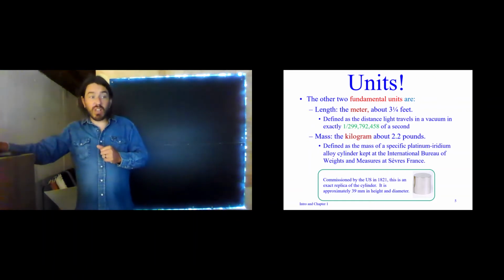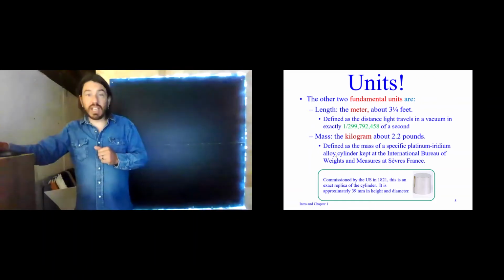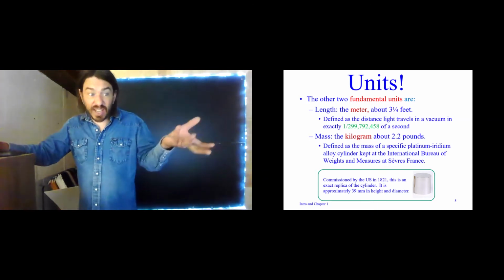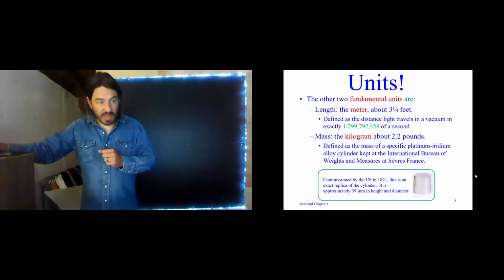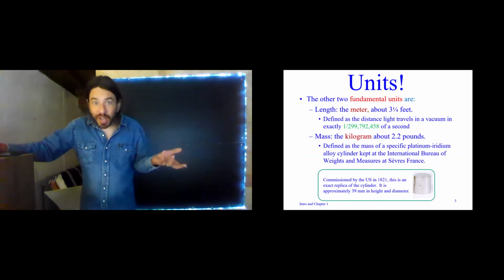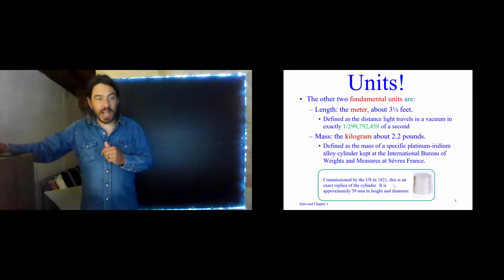And you know what? Until very recently, the kilogram was defined by the mass of a specific platinum iridium alloy cylinder that is kept at the International Bureau of Weights and Measures in France. This is a picture of a replica of that was commissioned in 1821. And so the United States has several of these around the country that are copies of this specific object. And up until recently, this was the definition of the kilogram.